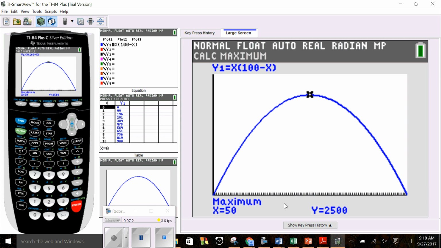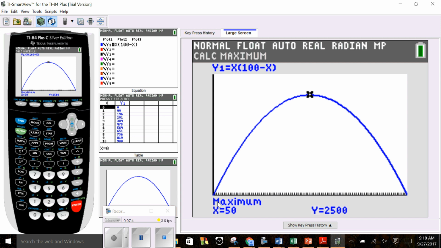And we notice right here, the maximum area is 2500 with a length of 50. If you think about that, if we have a perimeter of 200 and our length is 50, that means every side is 50, giving the square as our maximum area. And that will always happen with these rectangular problems.